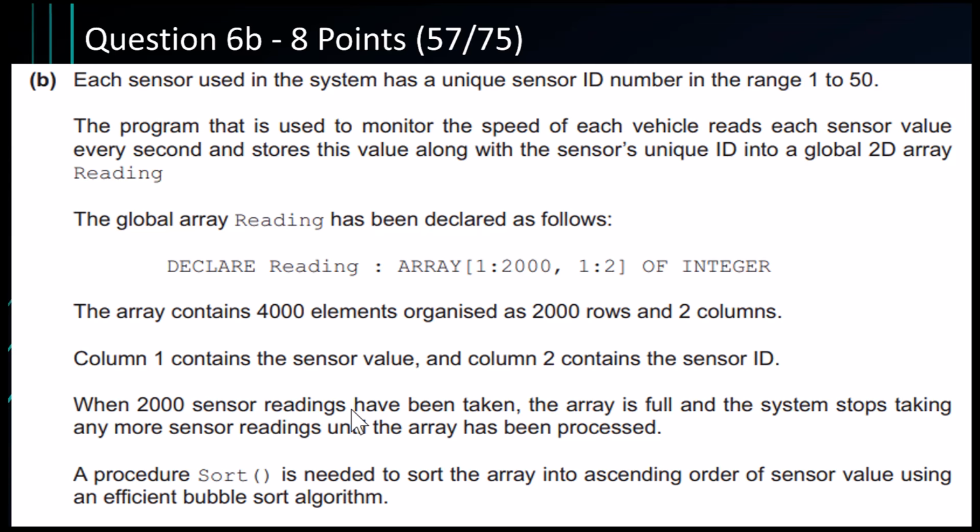A procedure sort is needed to sort the array into ascending order of sensor value using an efficient bubble sort algorithm. On the test, they're either going to have you do a 1D array bubble sort or you're going to have to do a 2D array bubble sort. Be prepared for both. If you can do a 1D array bubble sort, you can also do a 2D array bubble sort.